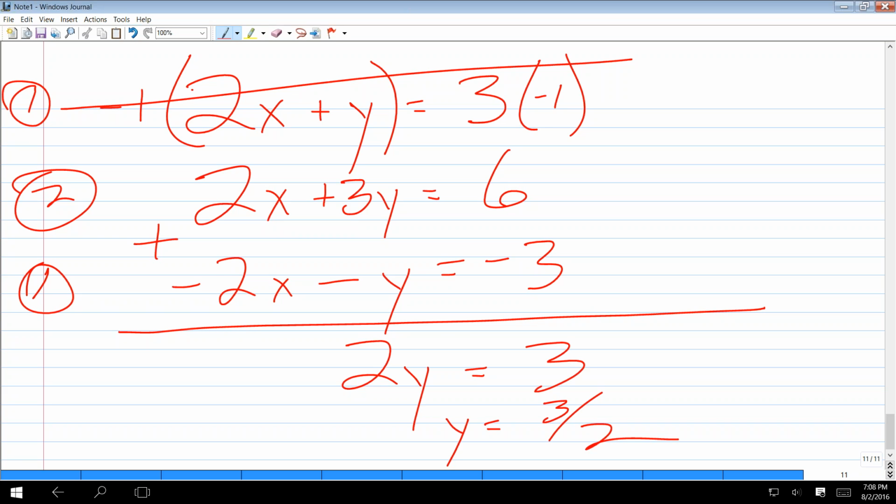So a lot of people will automatically do this step where they multiply the left and the right side by a negative number so that they can add the two equations and they don't have to subtract them. And there's nothing wrong with that. That technique is perfectly fine.